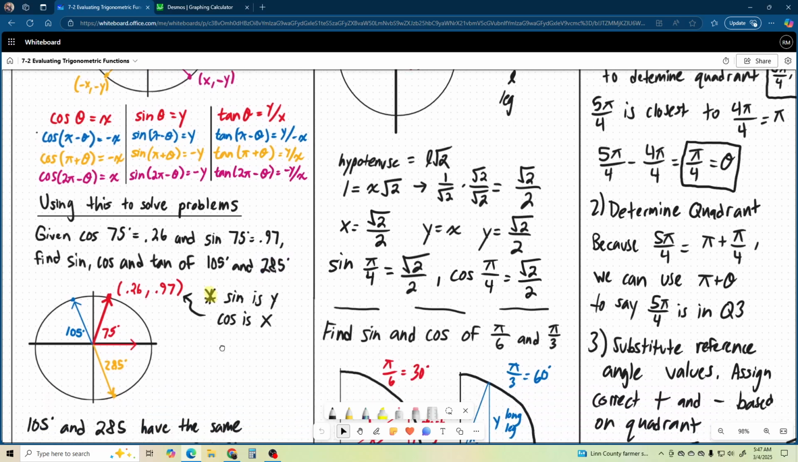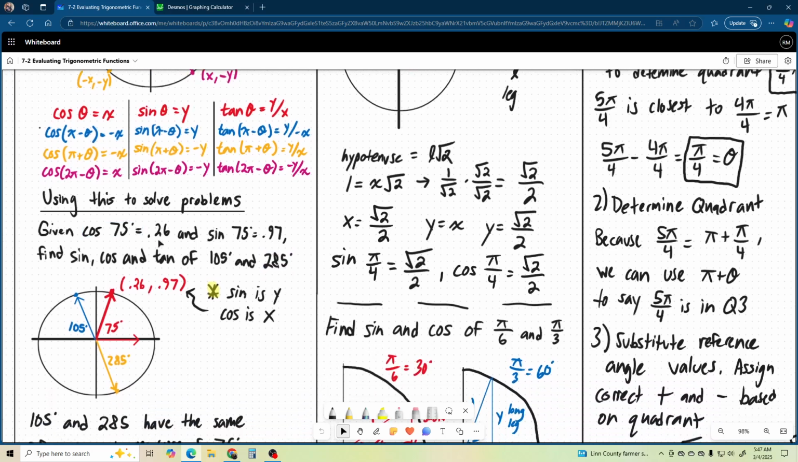First of all, if we know that the cosine of 75 degrees is 0.26 and the sine of 75 degrees is 0.97, we know that's a point on our graph, because cosine relates to our x value and sine relates to our y value. They're both at 75 degrees, so at 75 degrees our point is 0.26 comma 0.97. This 75 degrees would be our theta from what we were just looking at before. What that means is if we go 75 degrees from 0, we'll get to our point.